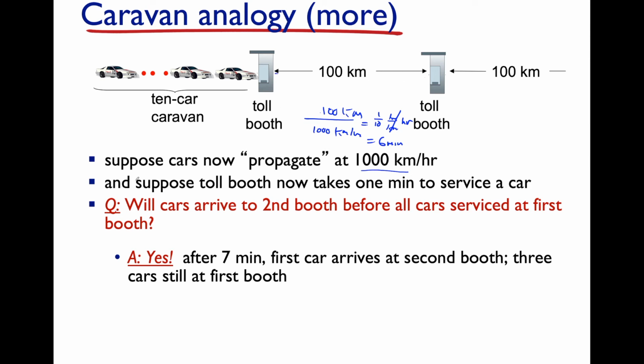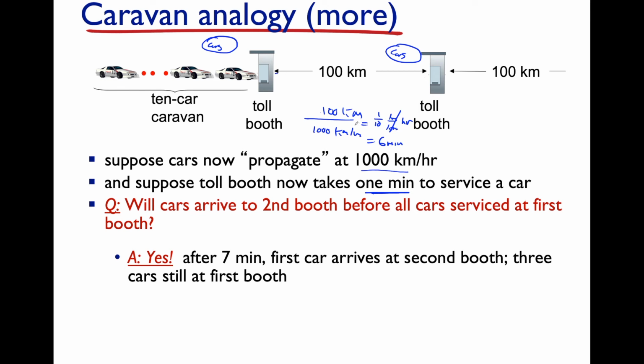Now the question then, suppose the toll booth, instead of taking 12 seconds per car, now takes 1 minute to service a car. The question that it asks is, will cars arrive to the second toll booth before all the cars are serviced at the first booth? So what it's asking is, will you have cars over here waiting at the same time you have cars line up over here? So let's think about this.